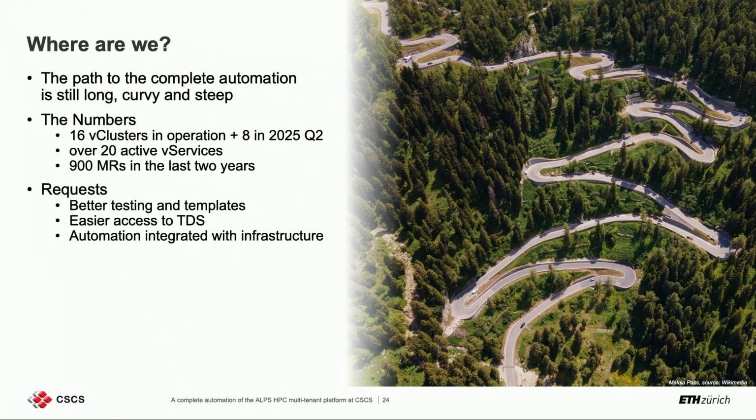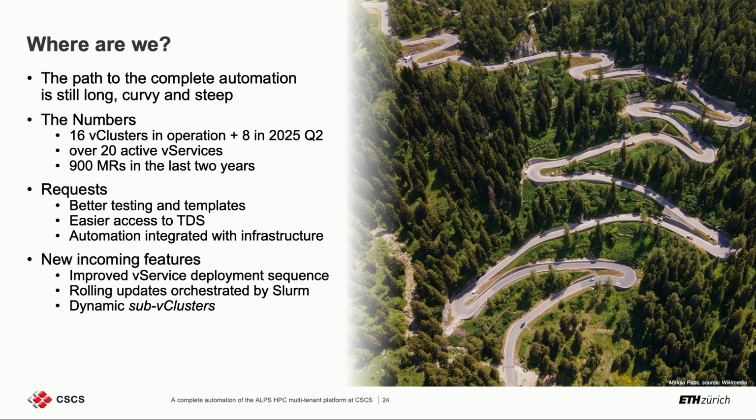The requests that are coming are to have better testing and templates, and easy access to TDS with automation more integrated with the infrastructure. We are lacking a little bit the connection from the images to the services. And what is going to be deployed in the next month, already done, is some improvement in the deployment sequence to make it work better, as I've shown you in the slides, to be honest. And implementing rolling updates, maybe orchestrated by Slurm, that allow us to deploy updates on the nodes while jobs are still running, queuing them in the normal workflow.